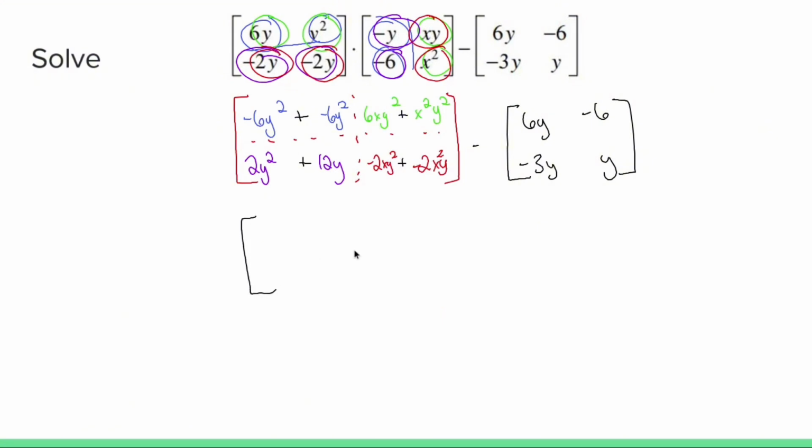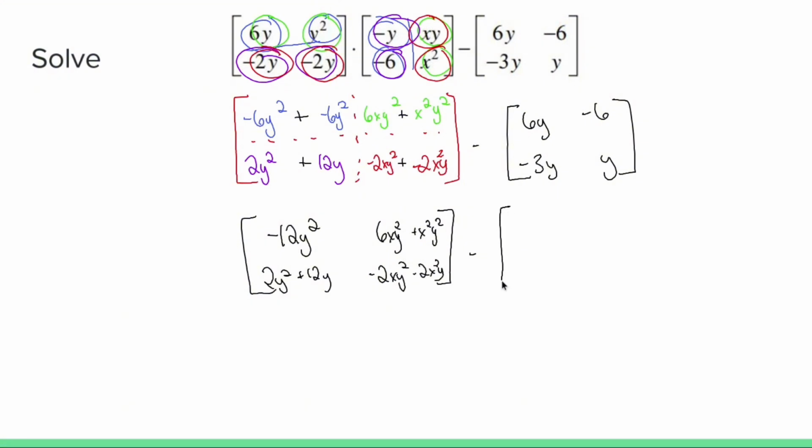All right, so let's simplify. Lots of combining like terms. Negative 6y squared plus negative 6y squared is negative 12y squared. 6xy squared plus x squared y squared doesn't combine, so this ends up being 6xy squared plus x squared y squared. These guys don't combine, so 2y squared plus 12y. And these guys don't combine, so negative 2xy squared minus 2x squared y.